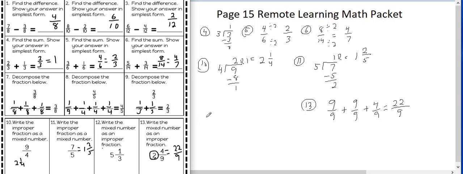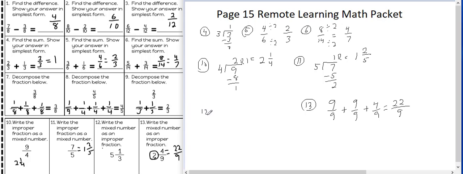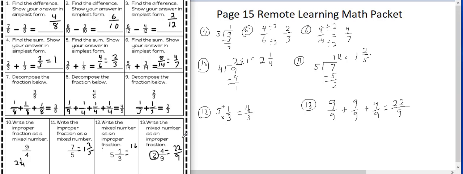All right, so now for number 12, I'm going to do this one a different way. So I have 5 and 1/3. I can multiply my whole number times my denominator and then add it to my numerator. So 5 times 3 is 15, and you can even do like a little thing like that, and then add that. So 5 times 3 is 15, plus 1 would be 16. Denominator stays the same, 16/3. All right, and I hope that helps you.